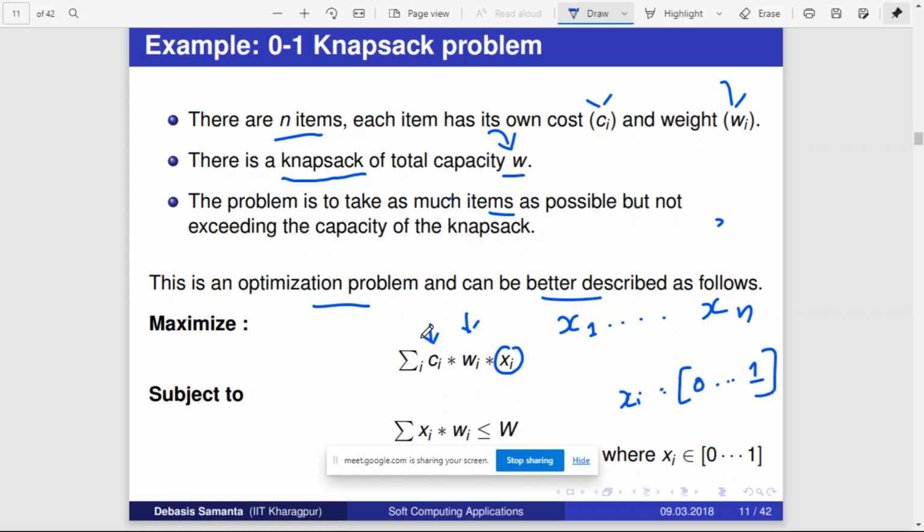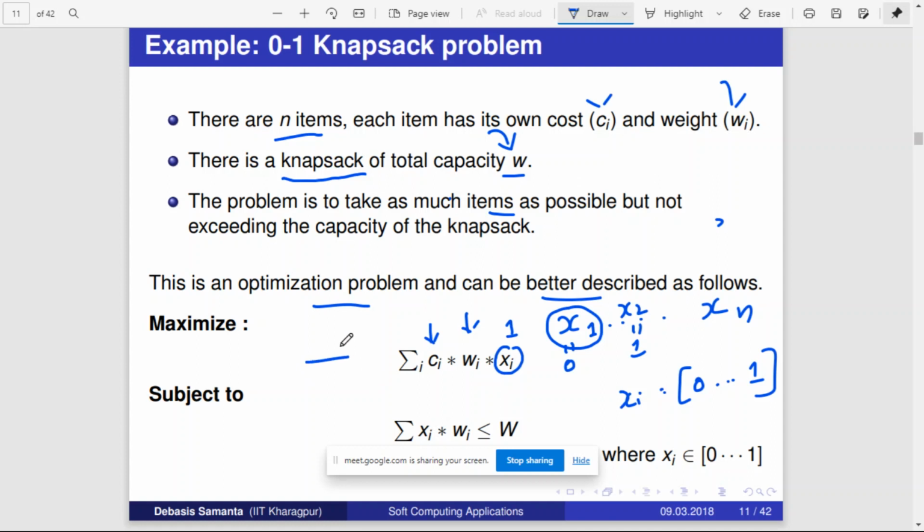But in our case, let us assume that the thief will either take an item or he won't take it. Let us assume that for each item only one piece is available. So he will either take or he will not take. In this case, this xi can be either 0 or 1. If x1 is 0, it means that the thief has not taken this item x1. If x2 is 1, then it means that he has taken this item. Then the cost and weight are considered. If it is 0, this entire term will become 0, right?